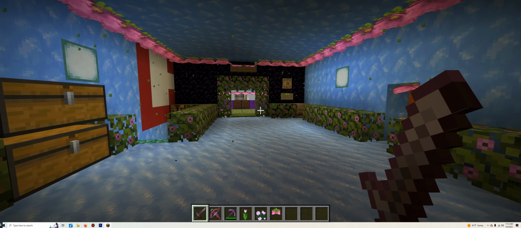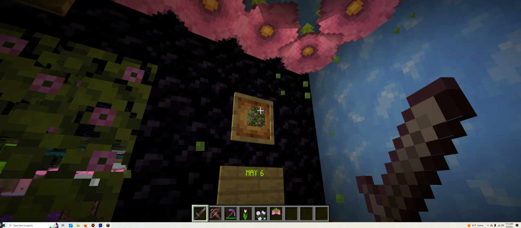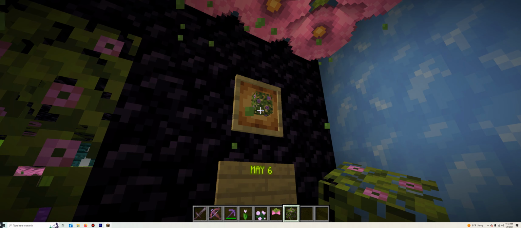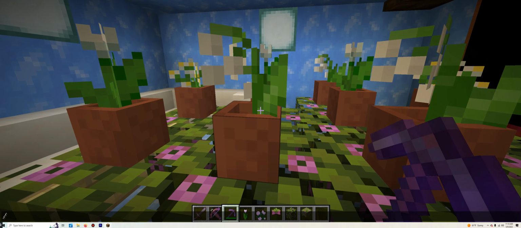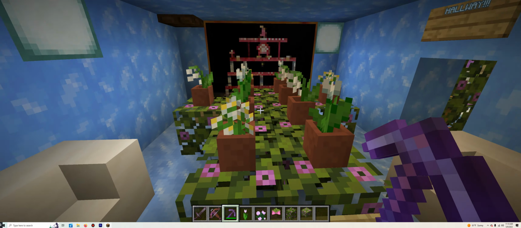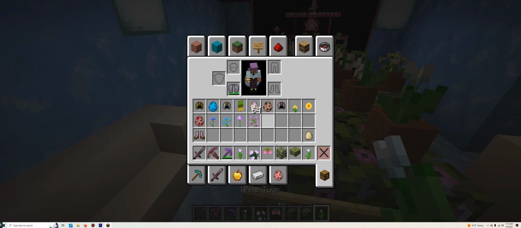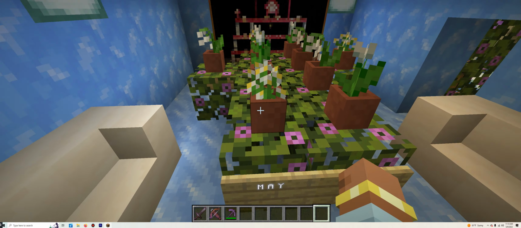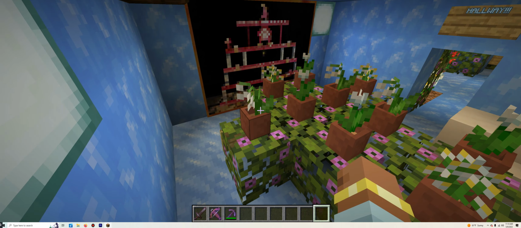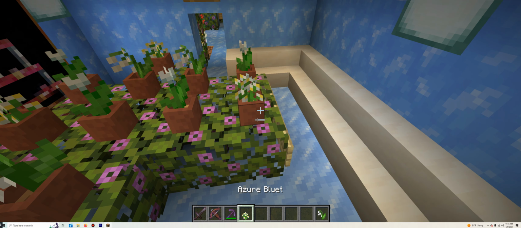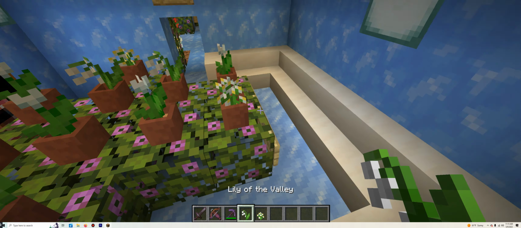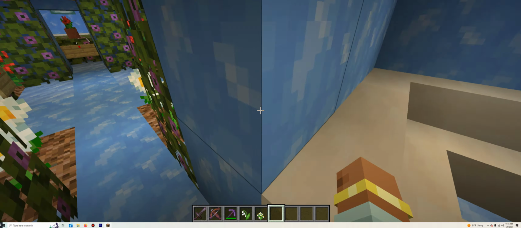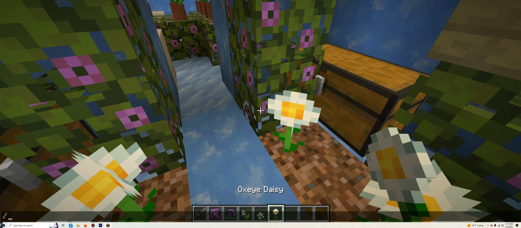Going down to the actual lab itself, we have a lot of items to collect for May 6th. The first one being the Flowering Ozzily Leaves. The second one being Flowering Ozzily. The next few take place across a lot of these rooms right here, aka the White Tulip. And let me just clear my inventory. I cleared a lot of it over the past few minutes. The next one being the Lily of the Valley, the third one being the Azure Bullet, and the last one for May 6th is right here, the Oxy Daisy.